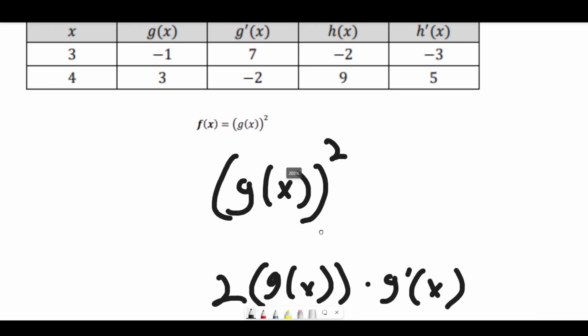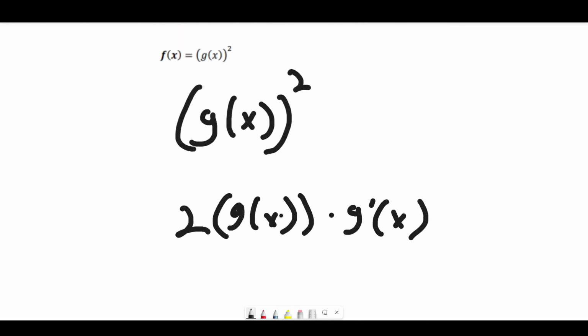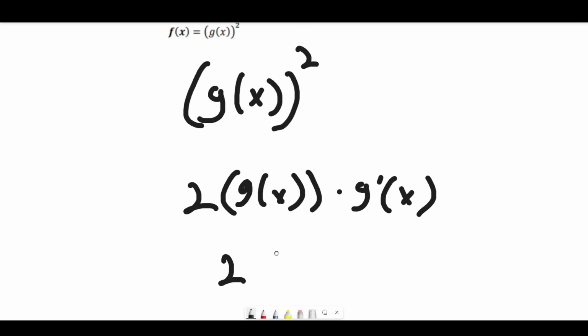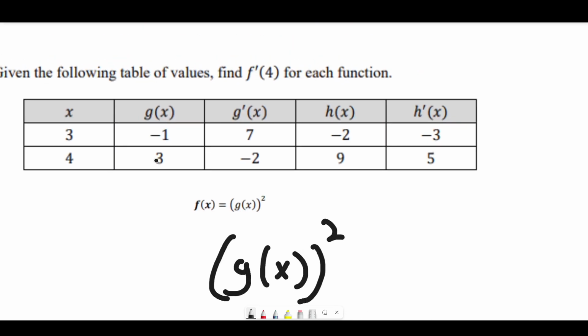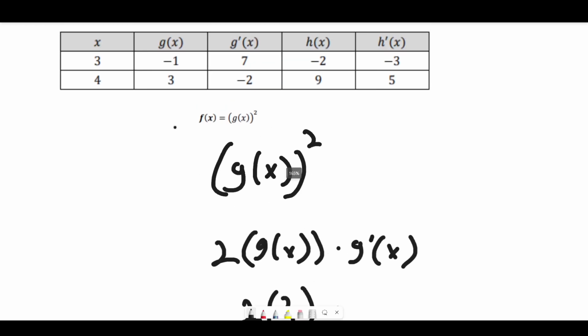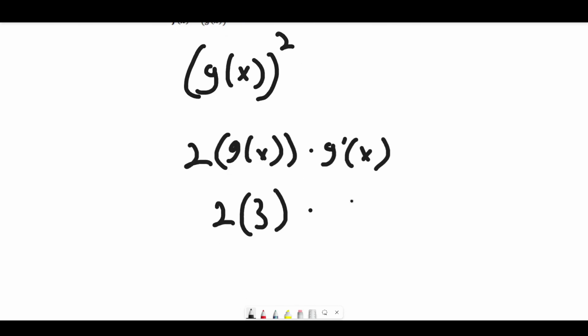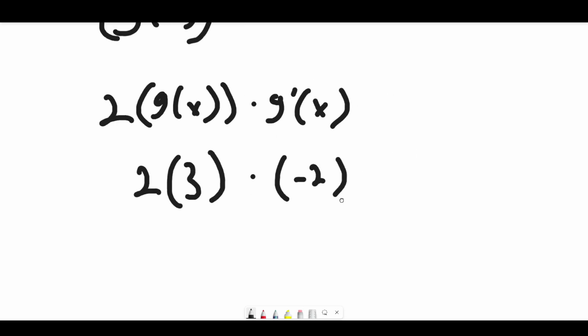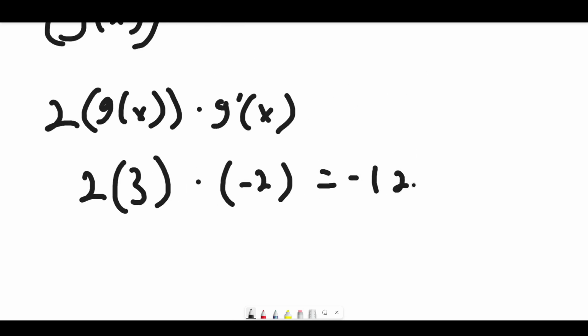And then what I'm going to do is solve for g of 4 and g prime of 4. So g of 4 is just 3. So 2 times 3 times g prime of 4, which is just negative 2. So this will just be negative 12. And then we're going to go on to another question.